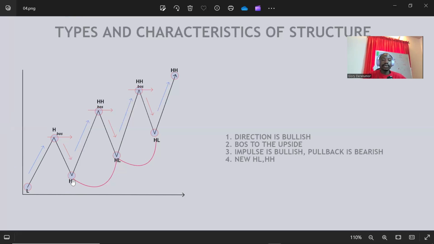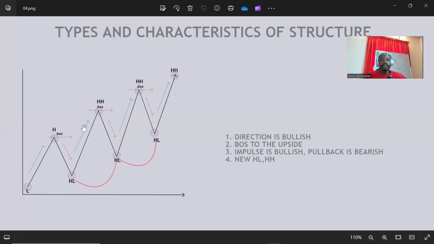And of course, a higher low gives us a higher high with a break of structure to the upside. Okay. As soon as it breaks structure to the upside, it's going to give us a higher high, and then it's going to pull back again, giving us another higher low. This breaks structure again to the upside, giving us a new higher high, pull back, giving us a higher low, another impulse giving us a new higher high. So here, all of the impulses are denoted in blue, and all of the pullbacks are denoted in red.